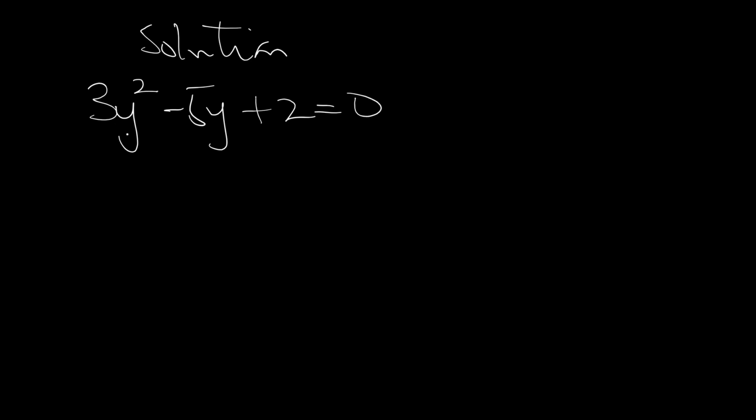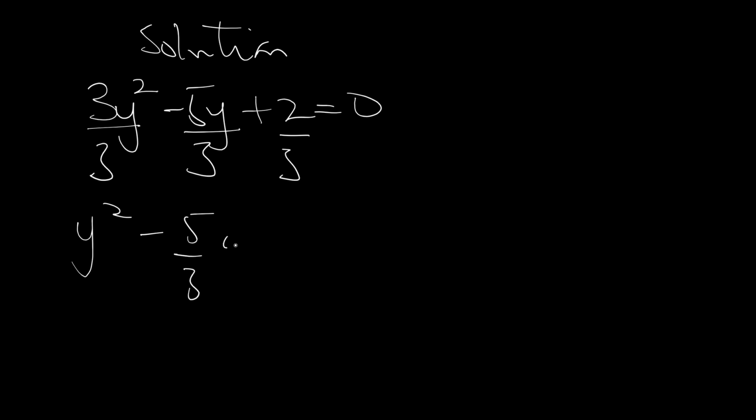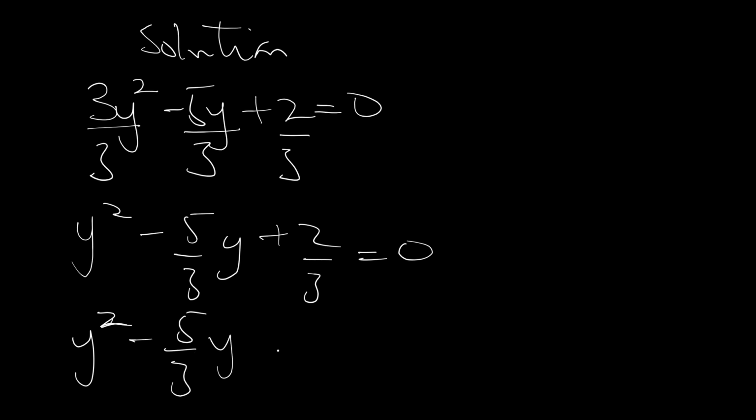Now, the first procedure is to divide everything by the coefficient of y squared. In this case, the coefficient of y squared is 3. So this divided by 3, this divided by 3, this divided by 3. So we have y squared minus 5 over 3y plus 2 over 3 is equal to 0. Now this equation can be written as y squared minus 5 over 3y is equal to negative 2 over 3.